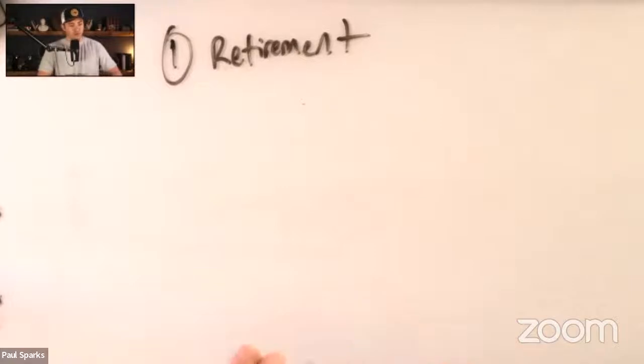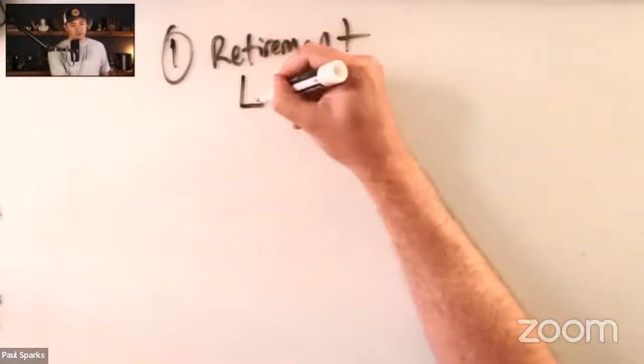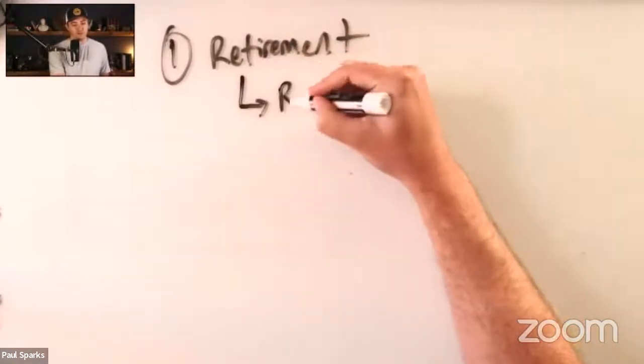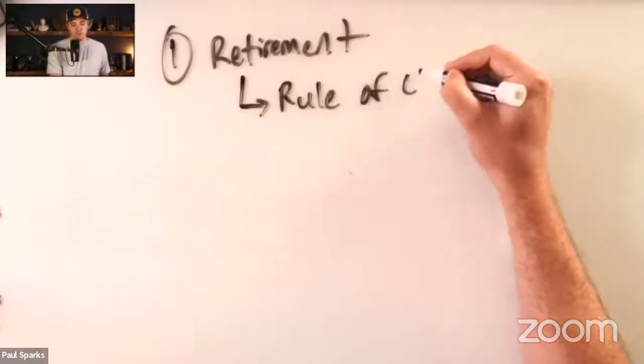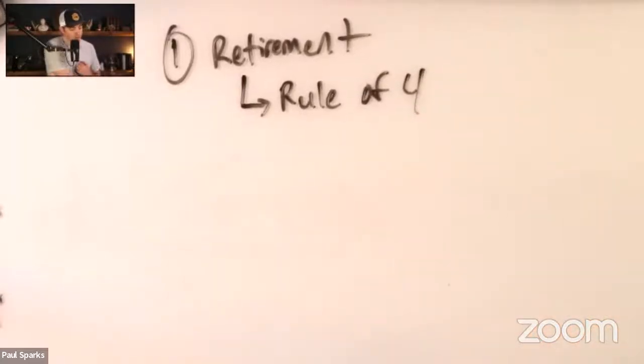We use the rule of 4. So again, you take your annual spend, multiply it by 25. That's called the rule of 4. I'm not going to get into that too deep, but that's probably the easiest way to create your solvable problem.